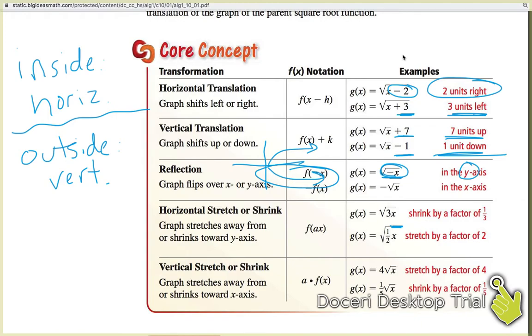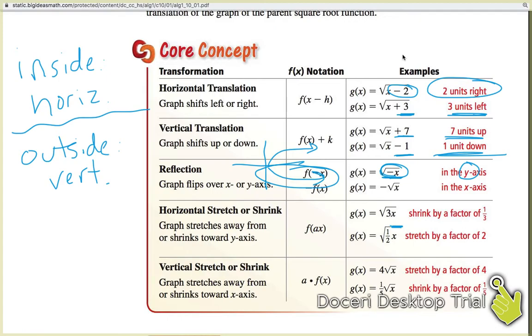A vertical stretch or shrink, we're multiplying by something on the outside. We've done these before. It's exactly what it looks like. You're multiplying by 4 on the outside. It's a stretch by a factor of 4. Everything's getting taller or further away from the x-axis by a factor of 4. Multiplied by the 1/5, it's shrinking down.